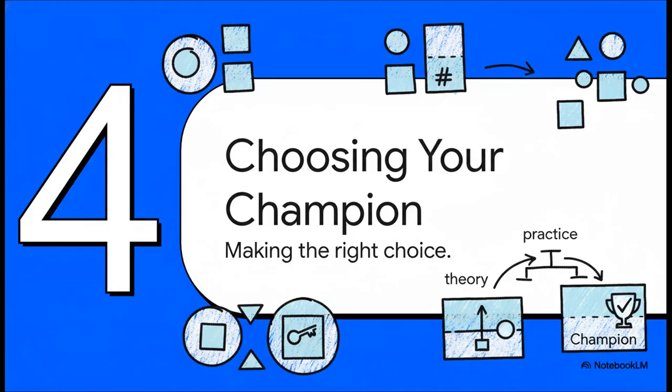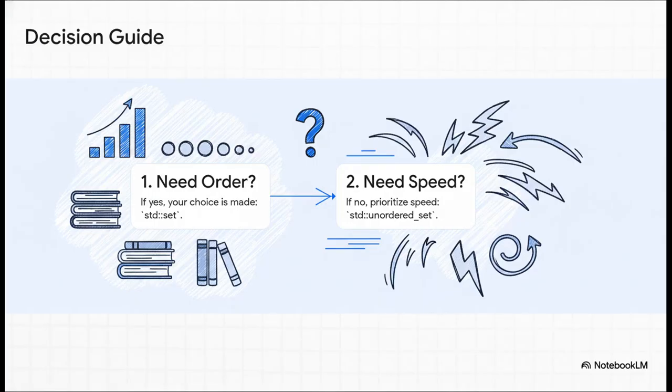Okay, so we've seen the theory, we've seen them in action. Let's just boil all of this down into a super simple guide you can use every single time you need to store some unique stuff. It really is this easy. Step 1, you ask yourself one single critical question. Do I absolutely need this data to be sorted? If the answer is yes, for any reason at all, you can stop right there. Your champion is std::set. Now, step 2, if the answer to that question is no, then your priority should pretty much always be speed. And in that case, your champion is std::unordered_set. That's it. It's that simple.